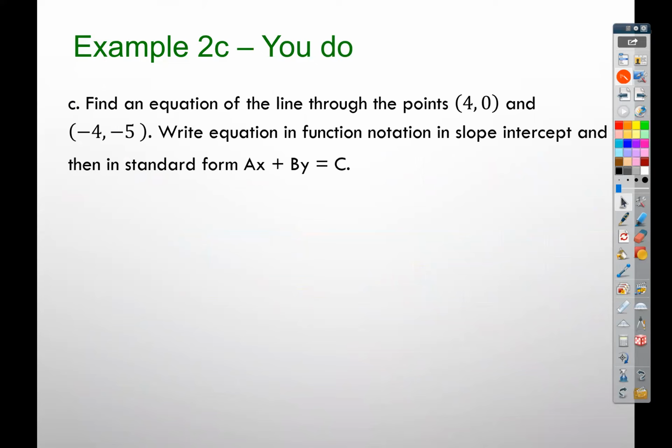All right, here's one for you to do. So go ahead and pause it. And then this is your answer. y equals -7 over 9 x plus 53 over 9, and then 7x plus 9y equals 53. And that should be number 4 also.